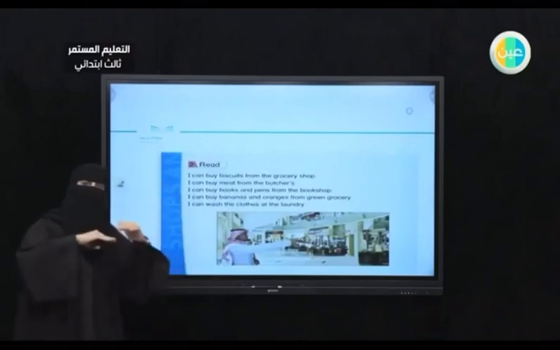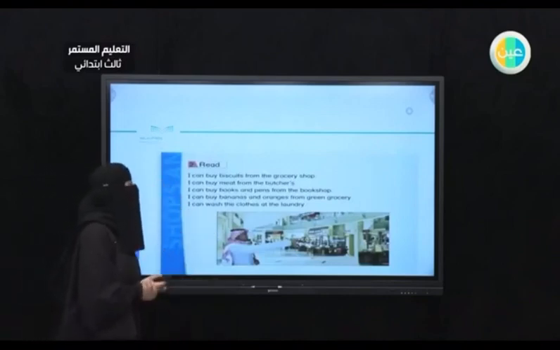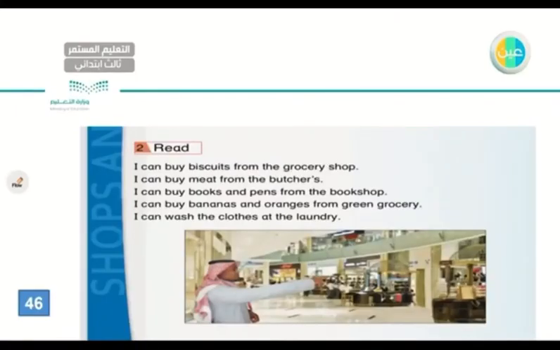This is the lower part. You will find it. This is below, number 2. Read. I can buy biscuits from the grocery shop. Let's read it one more time. I can buy biscuits from the grocery shop. I know you can name more items you can buy from the grocery shop. I can buy meat from the butchers. I can buy meat from the butchers.